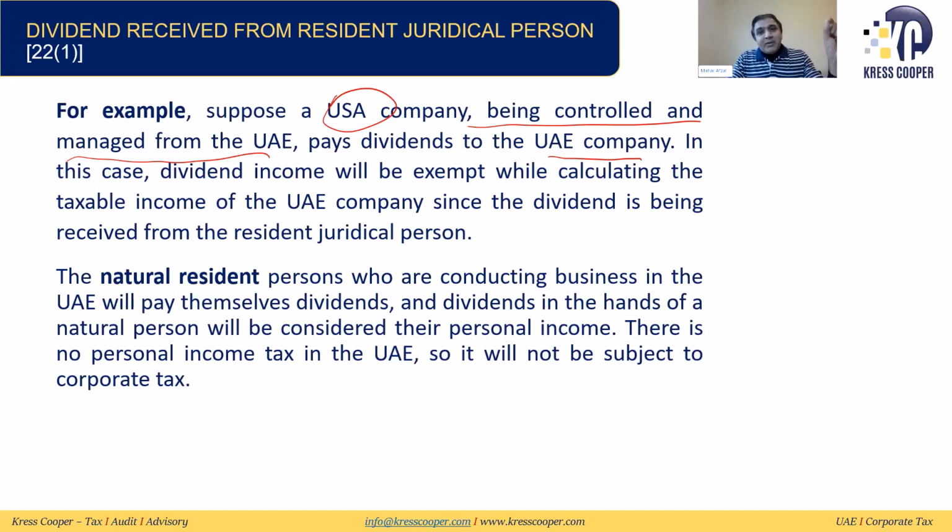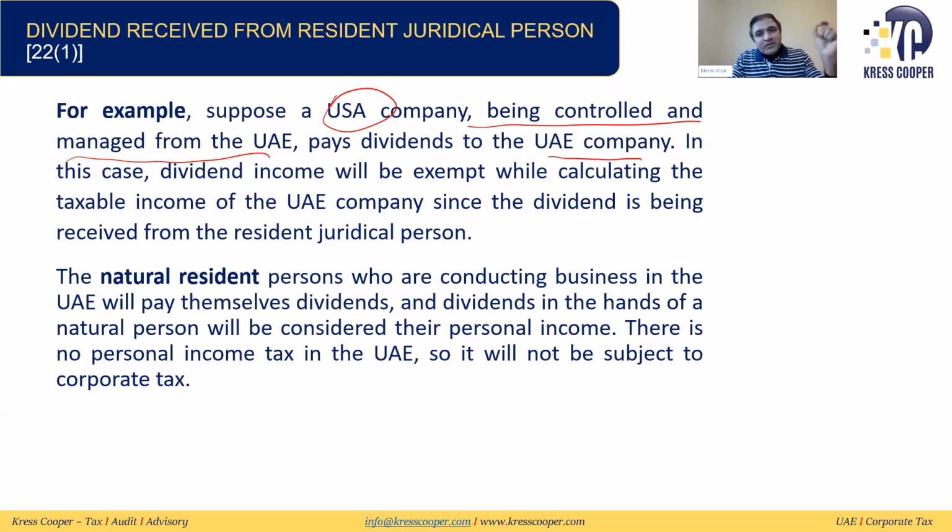Why is this a resident? Because this company is being controlled and managed from the UAE. It doesn't matter wherever the company is. So I think we all are very clear that if the dividend or other profit distribution is being received from the resident juridical person, that dividend, that profit distribution will be exempt in the books of the taxable person.